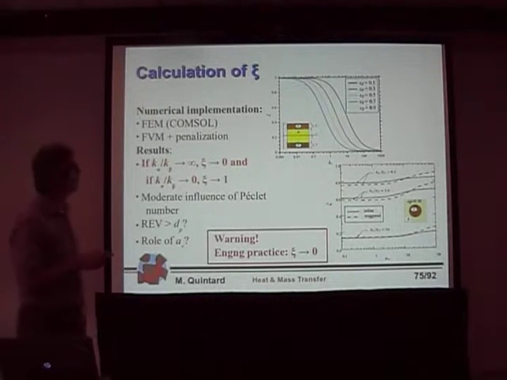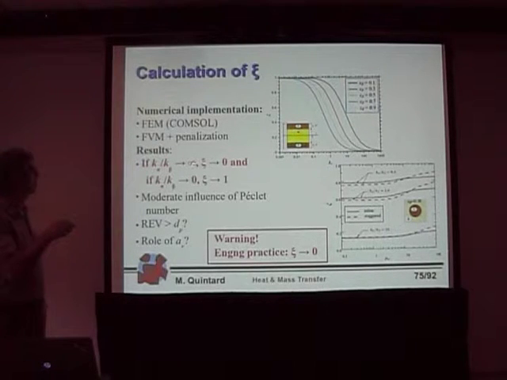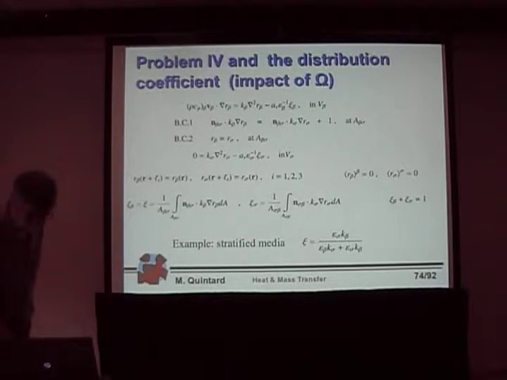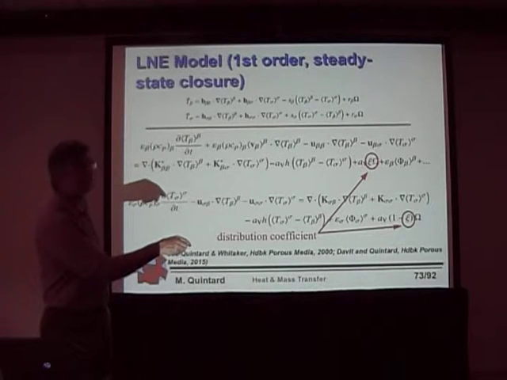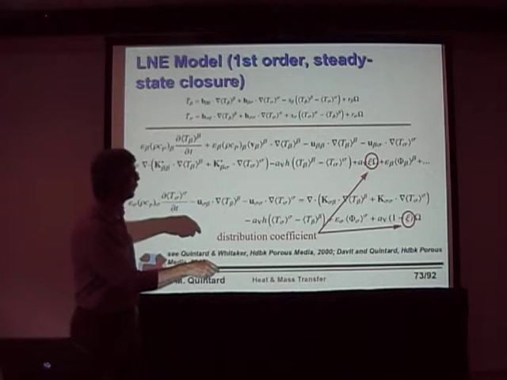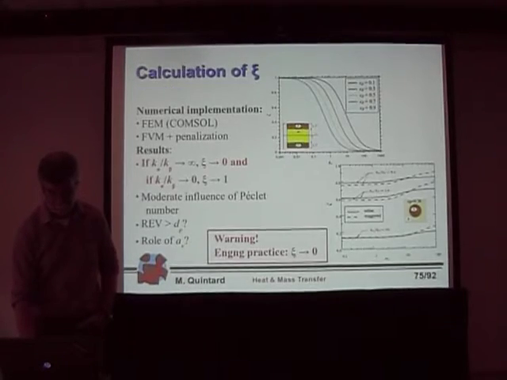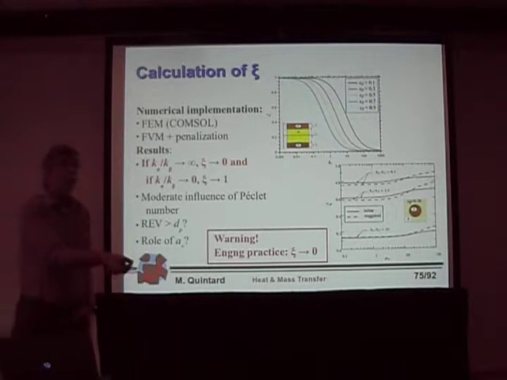Well, it looks like that. If I take, for instance, a stratified system, and I change the thermal conductivity ratio, it looks something like that. If k sigma over k beta goes to infinity, the distribution coefficient goes to zero. And the distribution coefficient, in my definition, where is that equation? It's here. Now, if c is equal to 1, everything goes in the beta phase. And if c is equal to 0, everything goes in the sigma phase. It's just a definition. So if k sigma over k beta tends to infinity, c is equal to 0, all the heat is in the sigma phase.